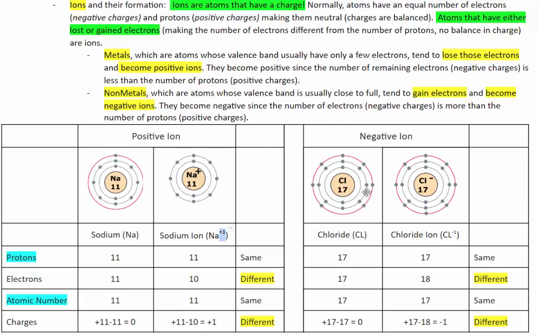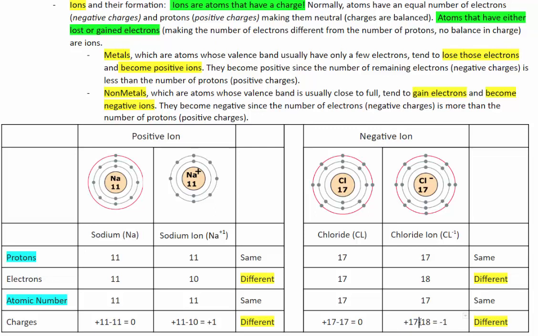If we look here at chlorine, which is a nonmetal, in this case the atomic number is 17, so we have 17 protons, and for a neutral atom 17 electrons: 17 positive charges, 17 negative charges. Now, as you notice here, the valence band has 7 electrons, so chlorine can capture an extra electron to fill up that valence band. When that happens, we have 18 electrons while we still have 17 protons. So we don't have the balance anymore.